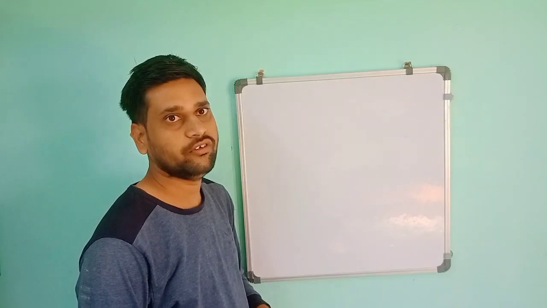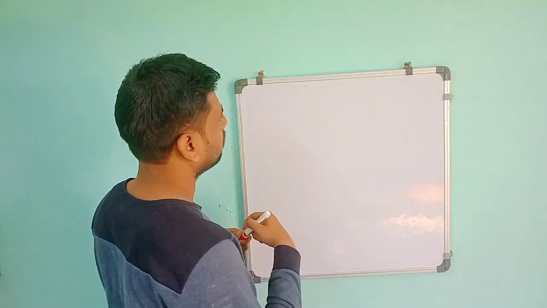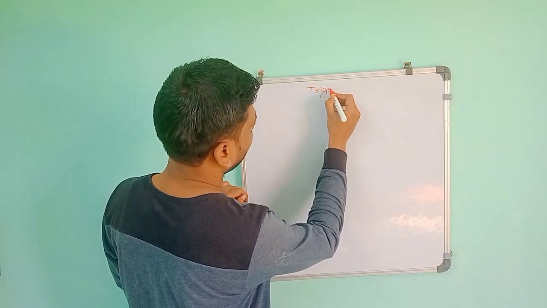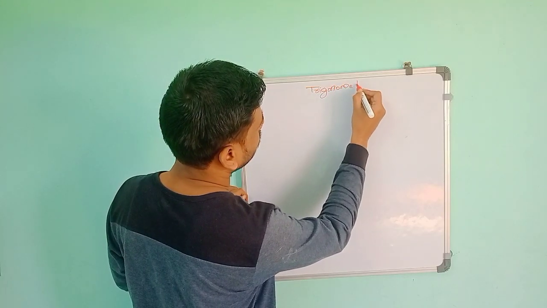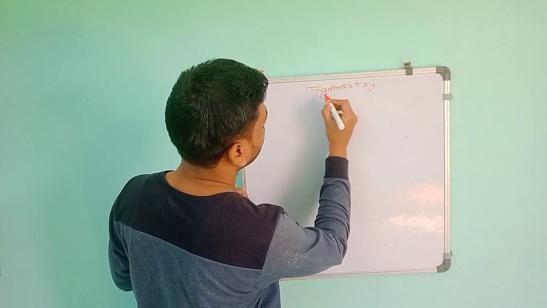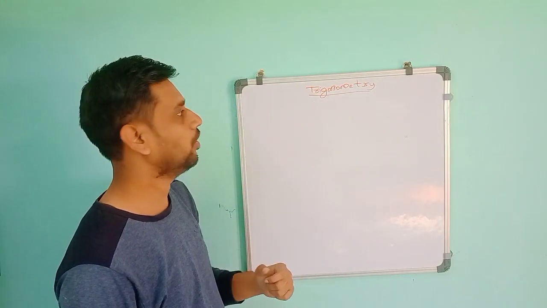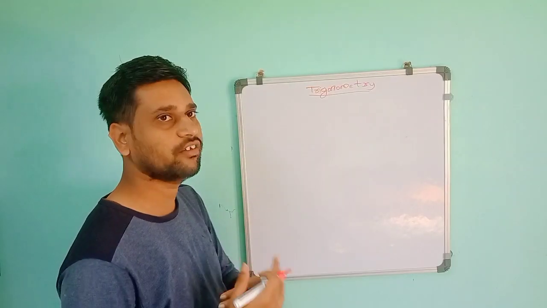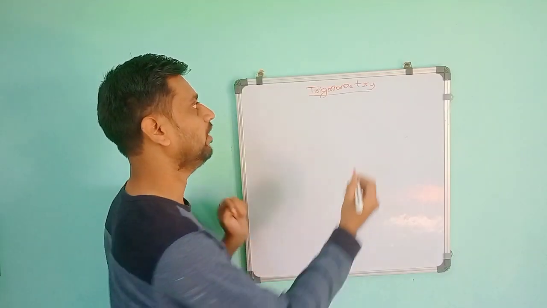Let's start the new chapter, that is trigonometry. What you have to learn is that trigonometry is the relationship between the angles and sides of the right angle triangle. In this, the right angle triangle is very important.